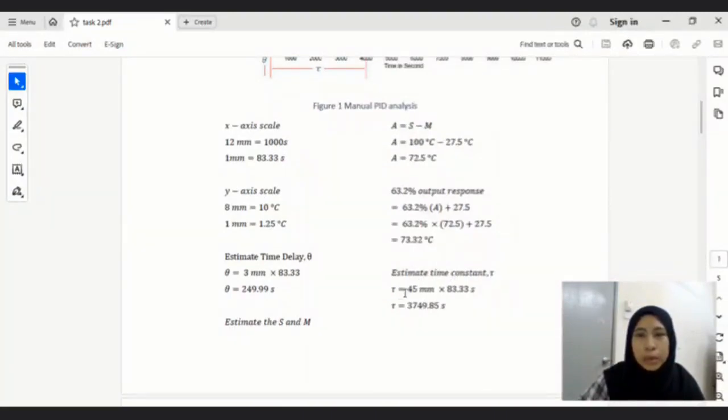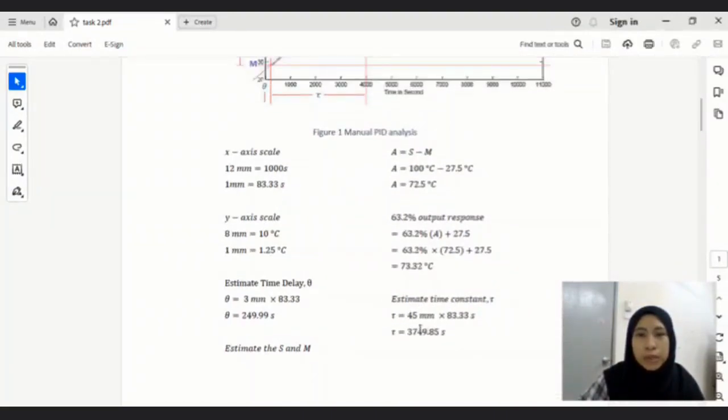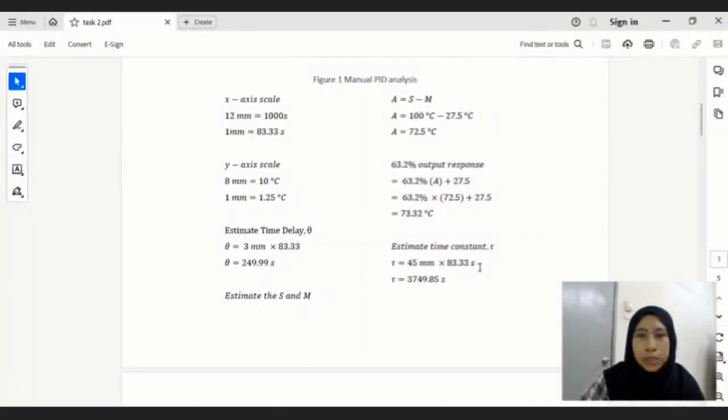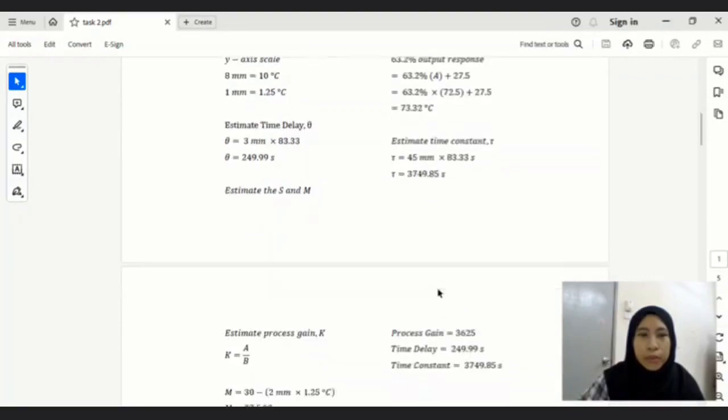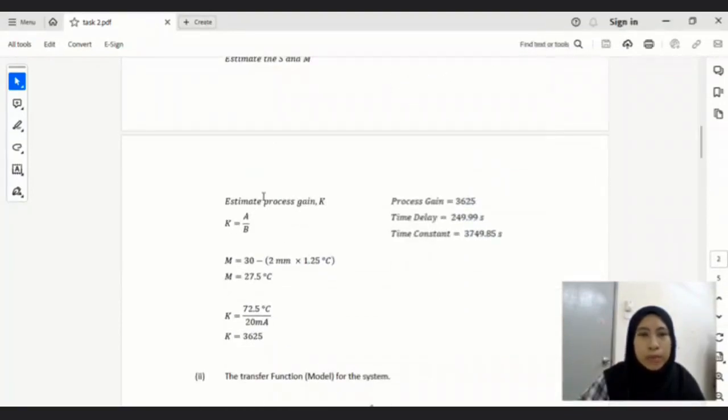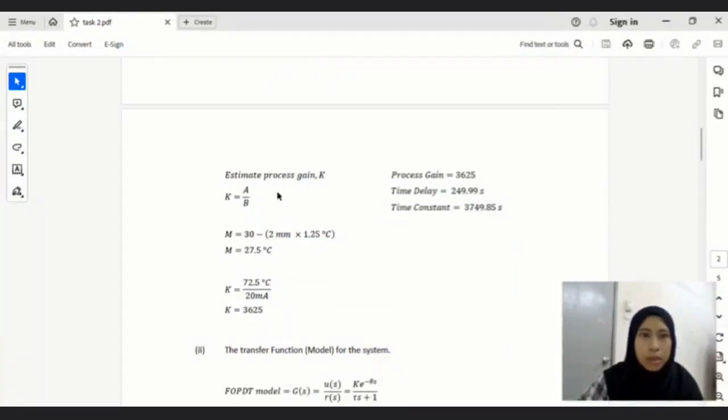After that, we estimate the time constant tau. It's 45 millimeter times 83.33 seconds. We got 3749.85. From here we can estimate the process gain. K is A divided by B. Here K is 72.5 output and 20 milliampere is input. We got 3.625, and from here we got the parameters of the process: process gain, time delay, and time constant.